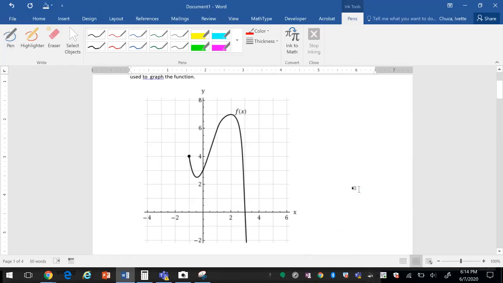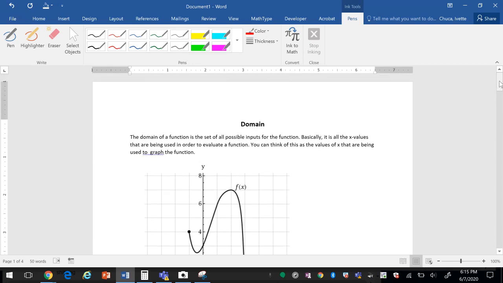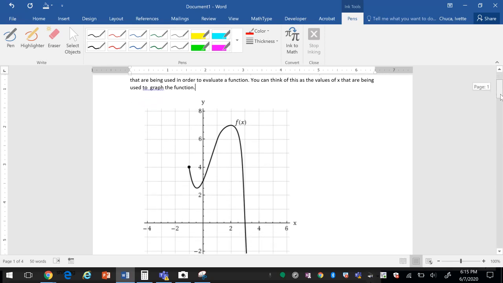Okay. So the domain of a function is a set of all possible inputs for the function. So basically, these are the x values that are being used in order to evaluate a function. Or you can think of it as the values of x that are being used to graph the function.